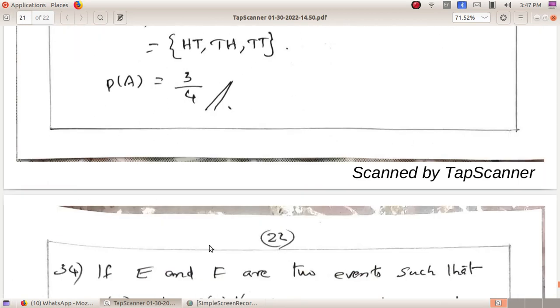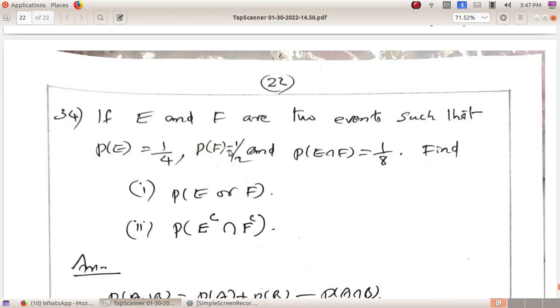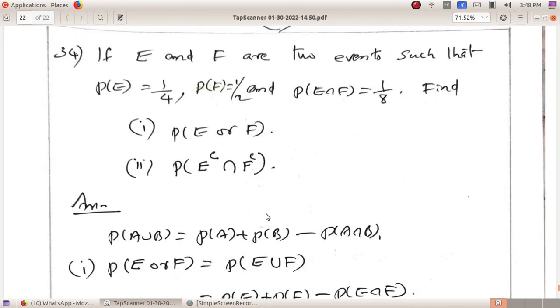Next one. If E and F are two events such that P of E is equal to 1 by 4, P of F is equal to 1 by 2, and P of E intersection F is equal to 1 by 8. Find P of E or F. E or F means E union F. And P of E complement intersection F complement. Sometimes a dash is used here. P of E dash intersection F dash.